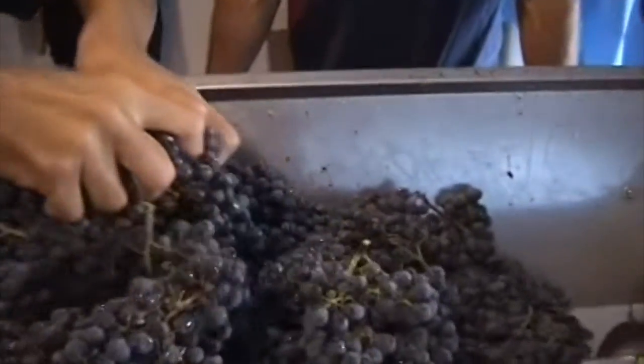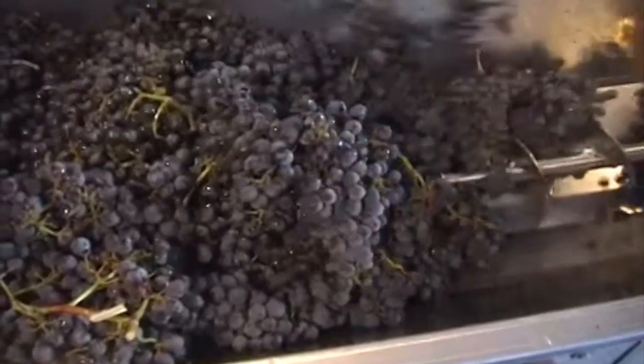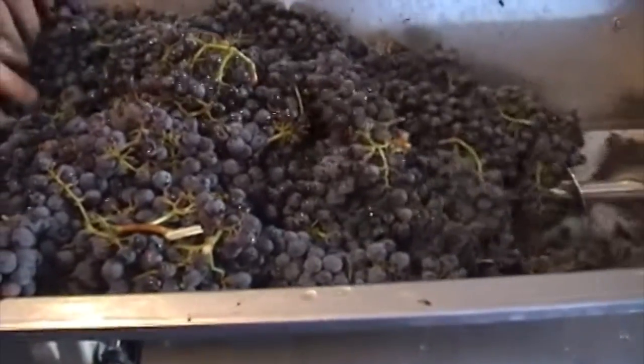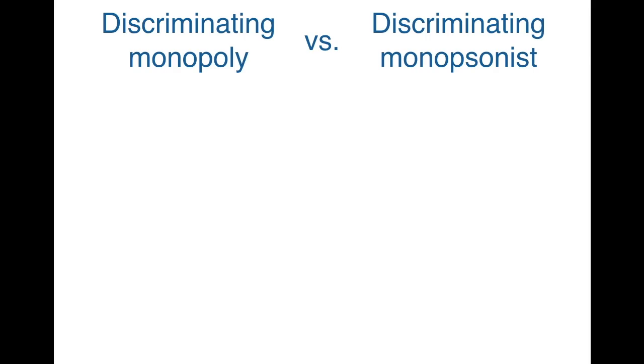An example would be winemakers having so much power over buying grapes that they can set the terms. The supplier basically either sells at the price the buyer wants or they do not sell at all.